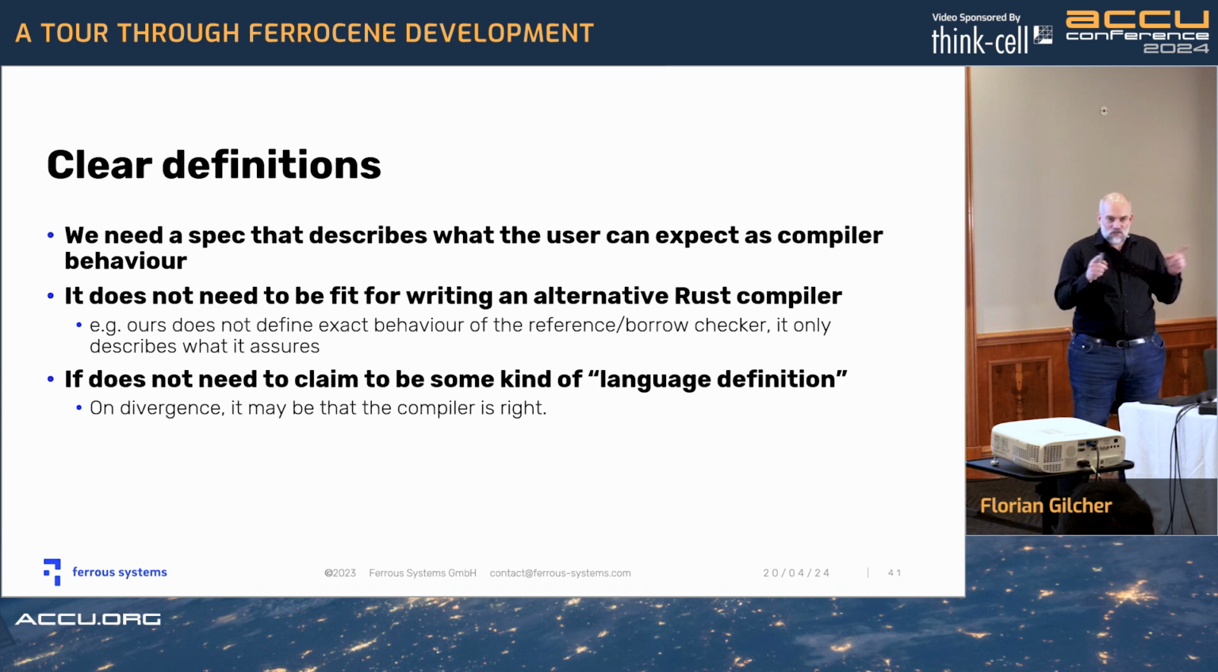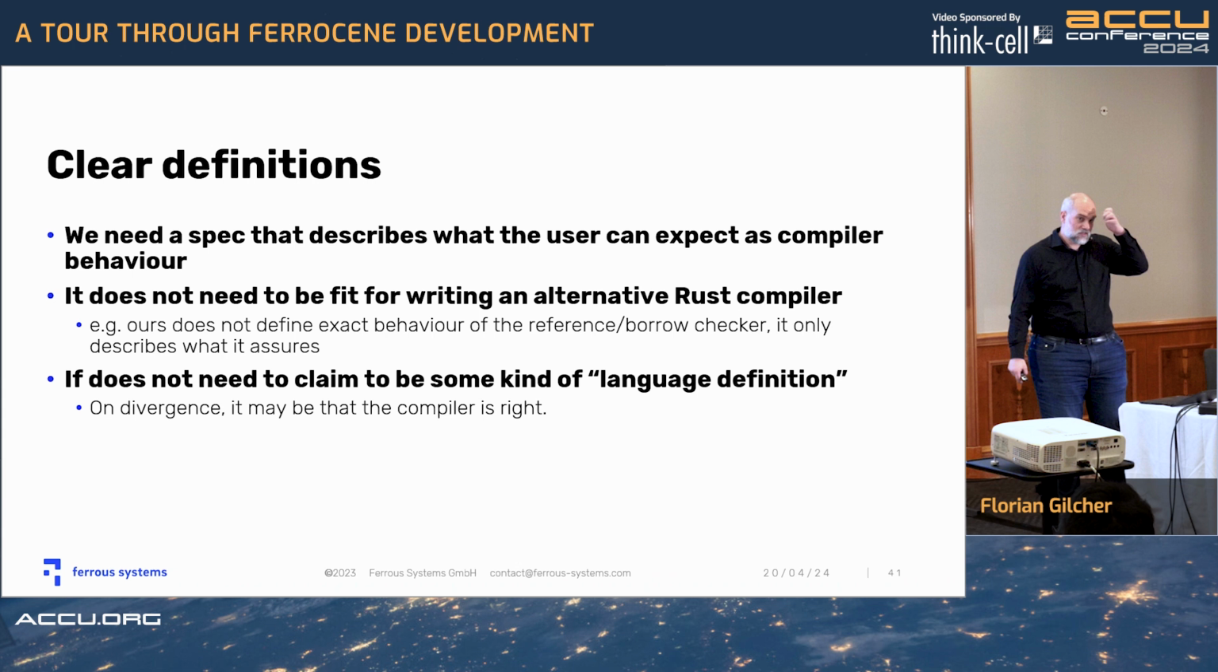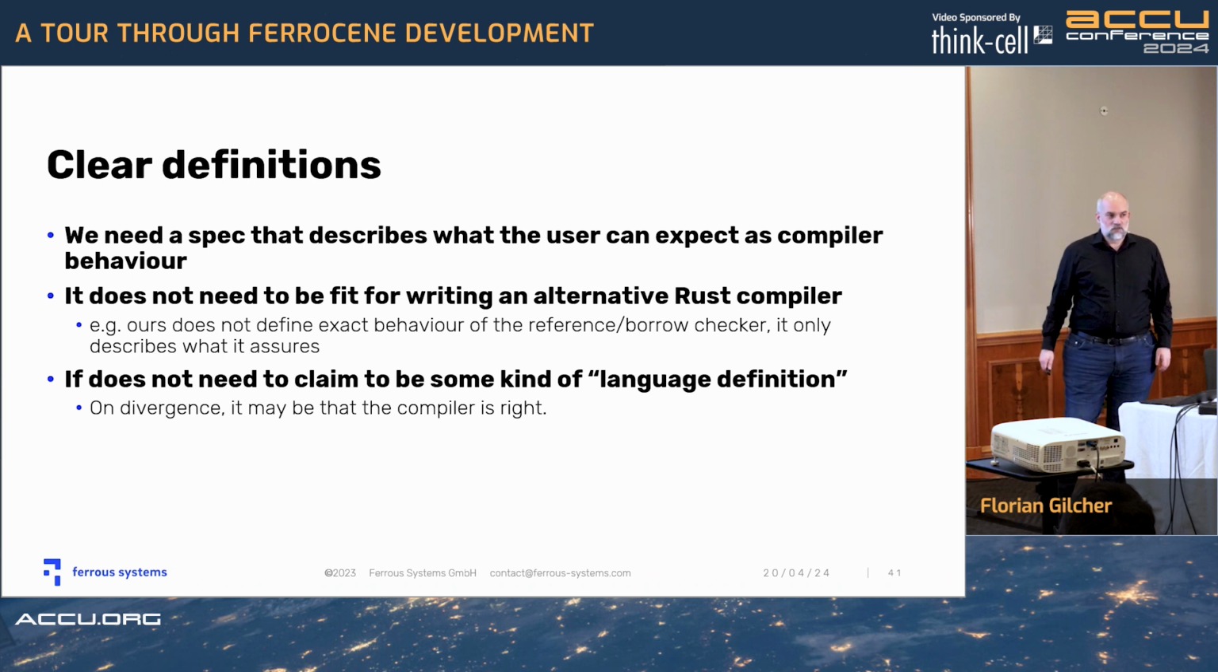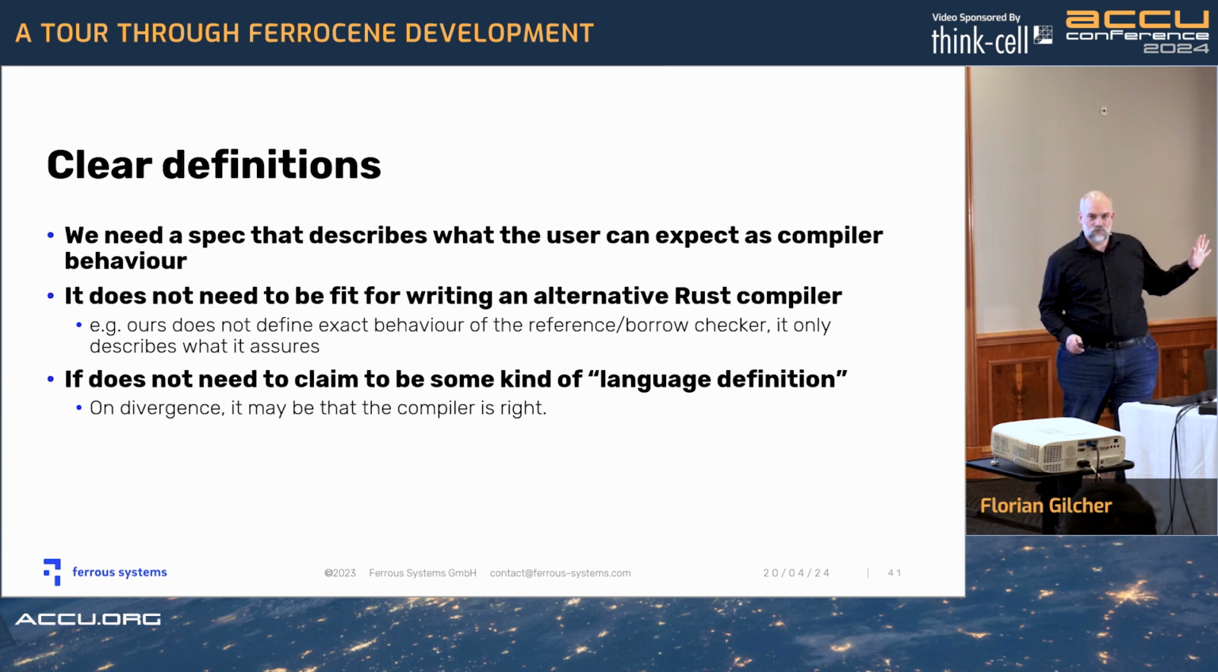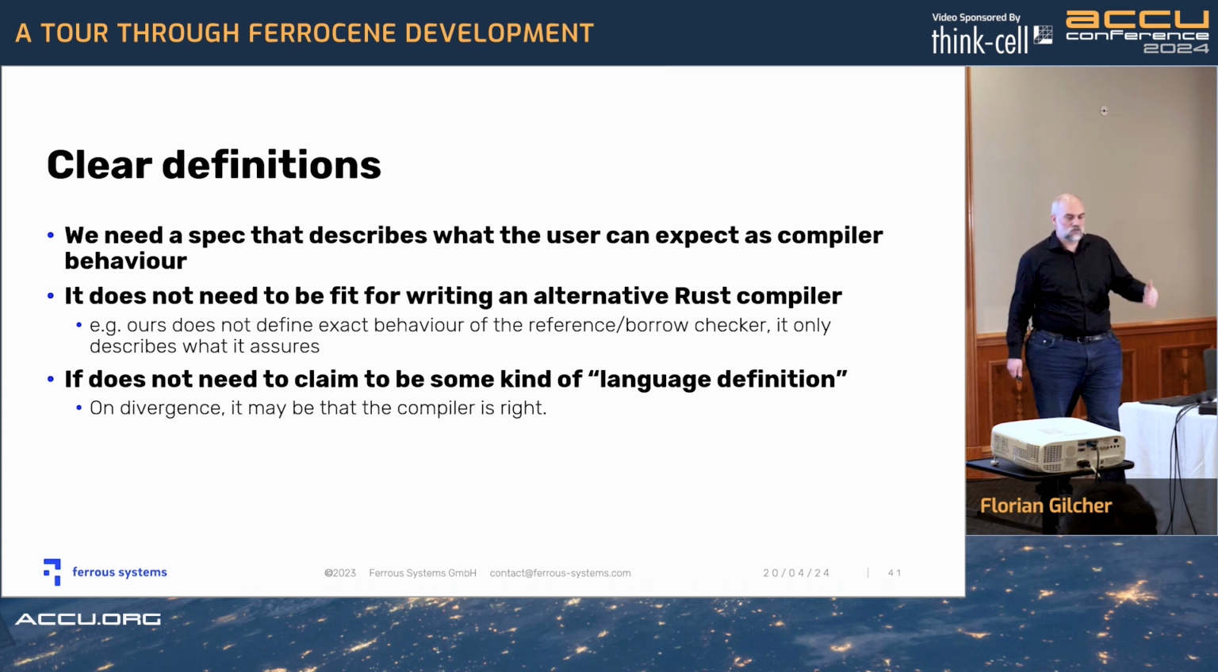And if it doesn't work like the spec, that's the tension point where they can say, I think your compiler is not doing what you're telling me. I think I found a bug. It does not need to be fit for writing an alternative Rust compiler at all. This is not the goal of it. Eventually, a good spec has the property of allowing to re-engineer the system. So there's a discussion in the Rust project that they are starting to write a specification. So they have to deal with that question. We have to deal with, we need to describe the behavior that a user can expect.